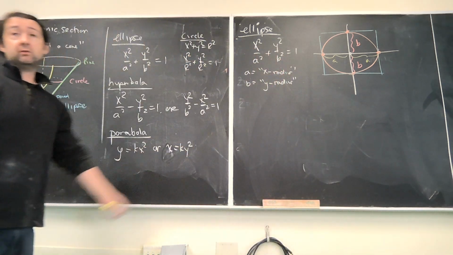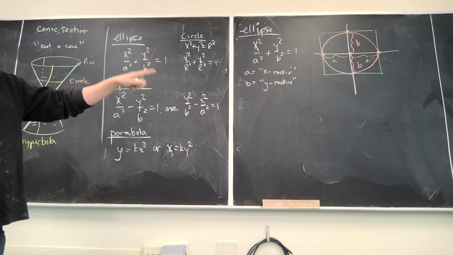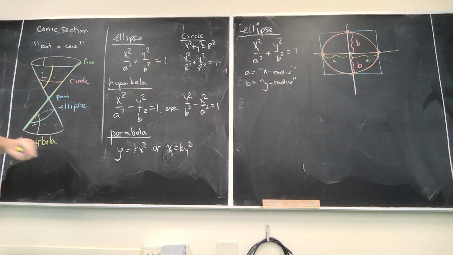The fastest way to draw an ellipse is with this rectangle method, I think. I mean, you could do it without the rectangle. I'm doing the rectangle because a hyperbola is basically an ellipse that's been flipped inside out. Okay? Fastest way to do it.